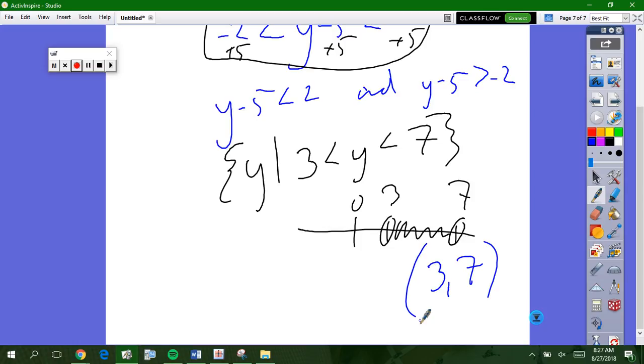Okay. Any questions there? Was that a little slower for you? It's in between. Notice that's the stuff that would work. It's in between.